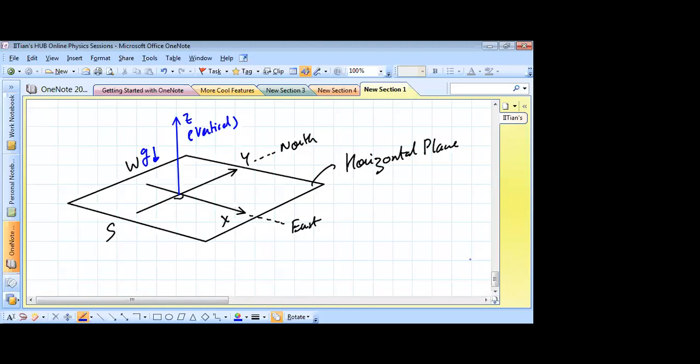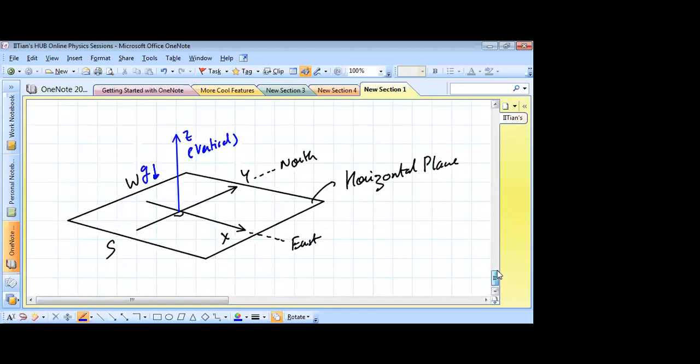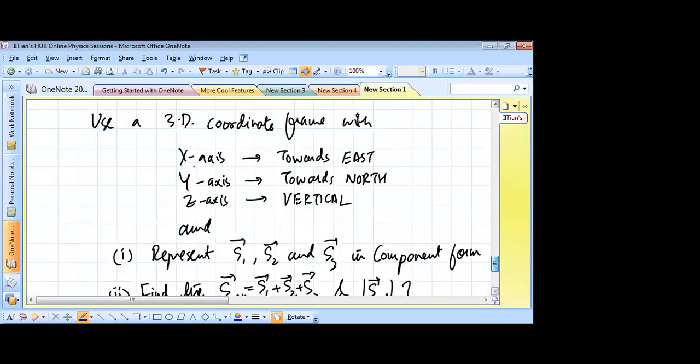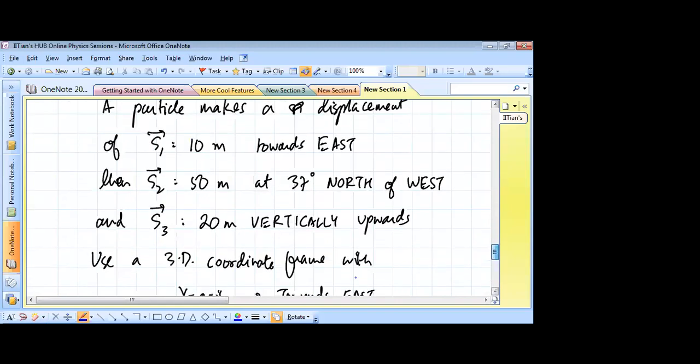So given this, now let us understand how we will represent these individual displacements S1, S2 and S3. S1 and S2, you can see, are both displacements in the horizontal plane. They are both horizontal displacements. Whereas S3, because it is vertically upward, it is a vertical displacement. So to understand S1 and S2, we don't have to worry about the vertical at all. We have to just look at the horizontal plane. So let us understand S1 and S2 separately now.